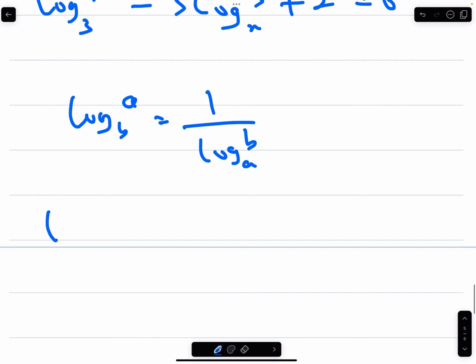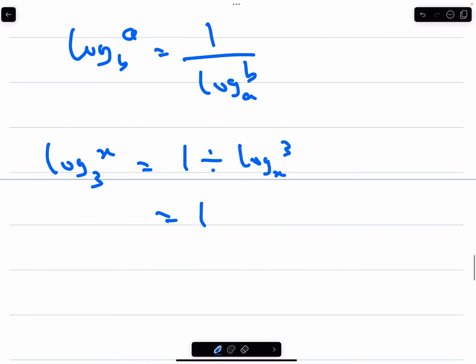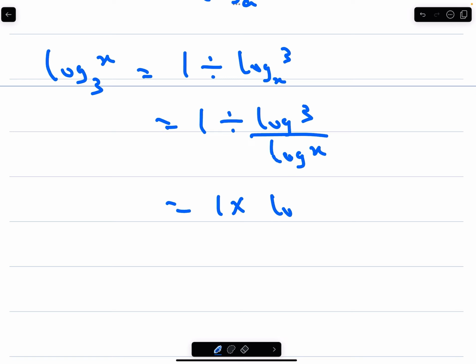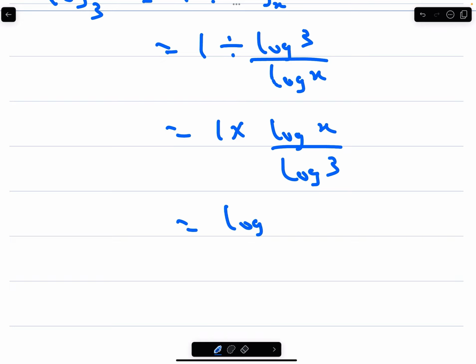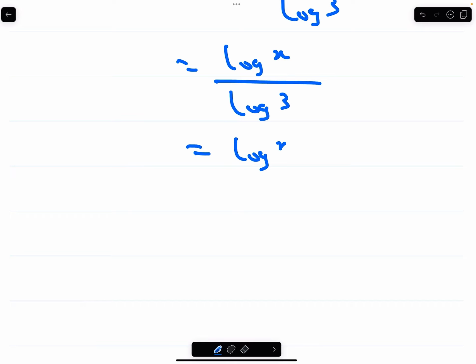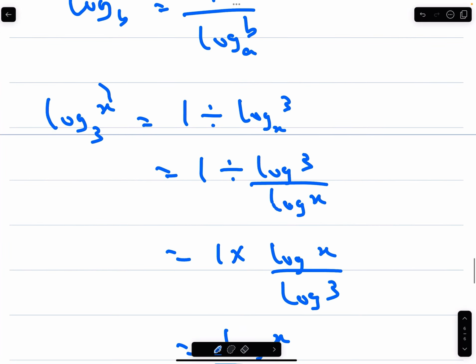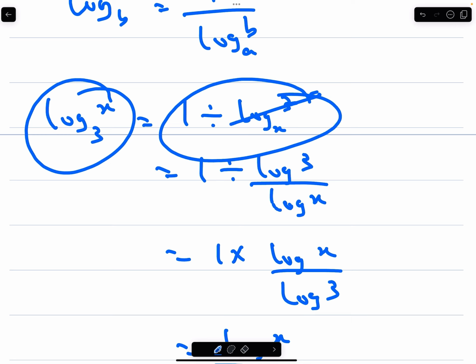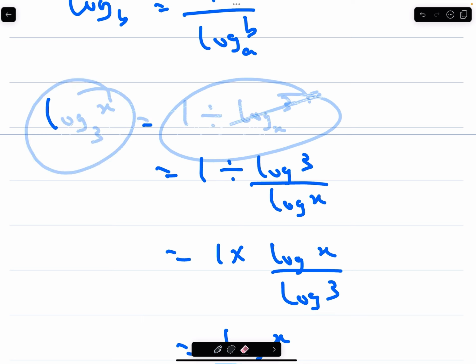Let's check that. Log x base 3 is the same as 1 divided by log 3 base x, and that means 1 divided by log 3 over log x, which is the same as 1 times log x over log 3, and that simply means log x over log 3, which I can write as log x base 3. So we can see that log x base 3 is the same as 1 divided by log 3 base x. So instead of writing log 3 base x, I'm going to write 1 divided by log x base 3.